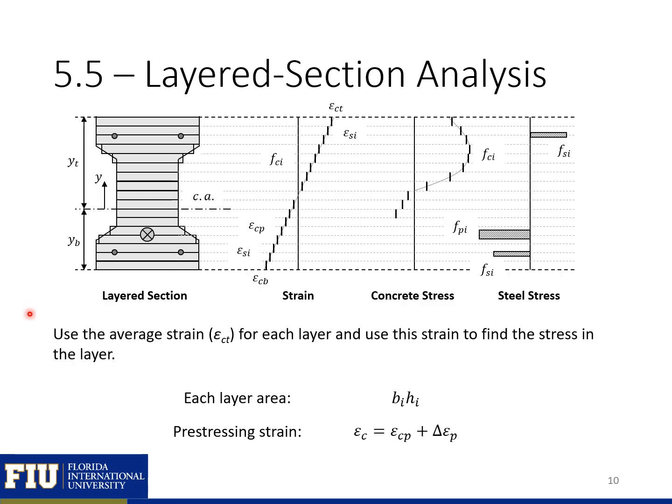On the next couple slides, we'll go through some of the properties that we'll need to find in each layer. The first is the layer area. So each layer is going to have a width and a height. To find the layer area, we just take that width times the height. If we have a change in cross-section, then we just use the average width across the height of the layer. We can also have the pre-stressing strain, which we can find just using our strain in the pre-stressing and the locked-in strain differential, delta epsilon p.